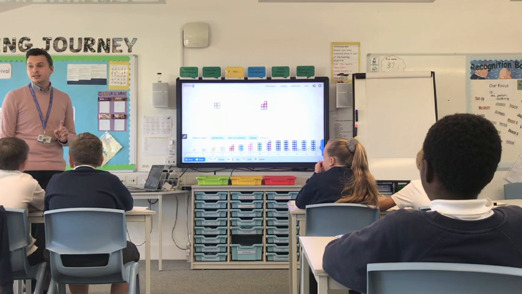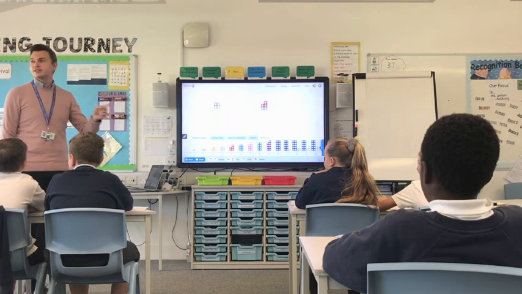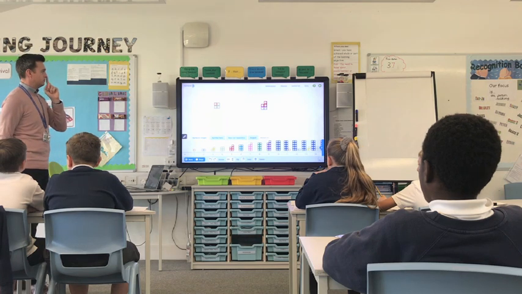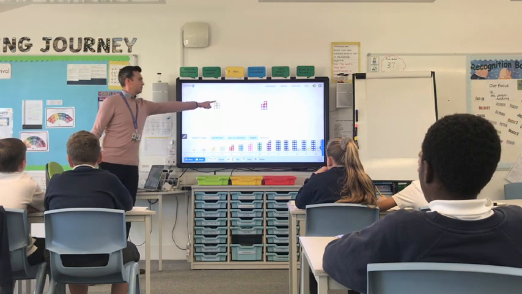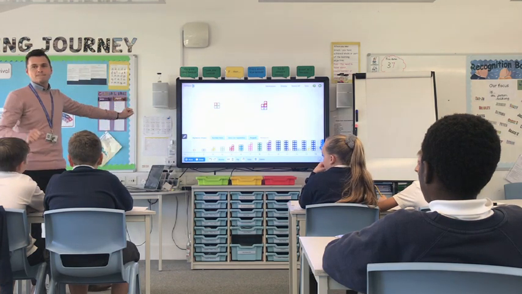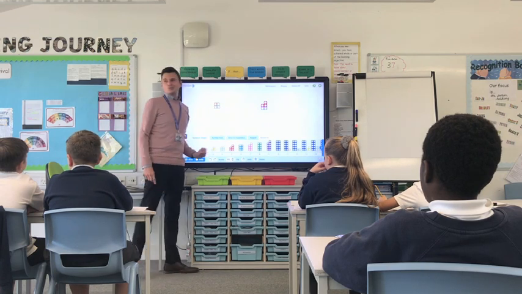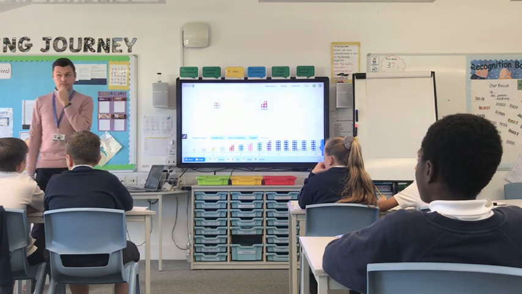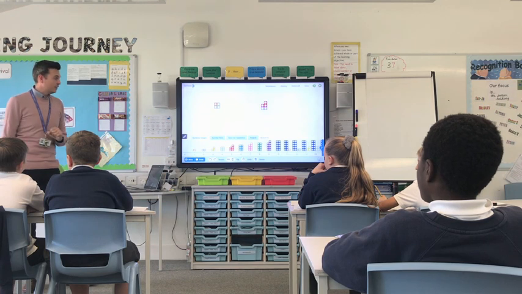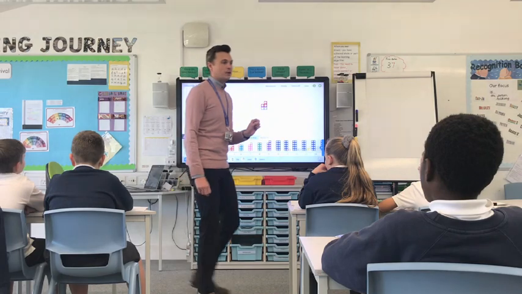We're going to start by looking at our Numicon on the board. So what fractions have we got? Somebody tell me, Livia? 1/3. Be careful. 1/4. What would we call that? A quarter. And then we've also got, Livia? 2/3. 2/5.